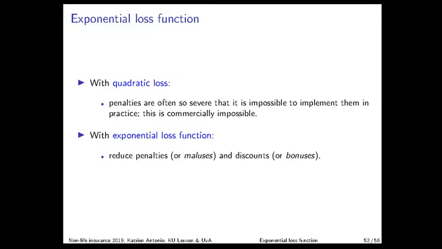Now, alternatively, one can repeat the calculations made so far with an exponential loss function instead of a quadratic loss. This will result in reduced penalties and discounts and allows us to soften the a posteriori corrections in case of claims while keeping the financial balance. So that's an alternative loss function that one can study if you want to go further in this theory.